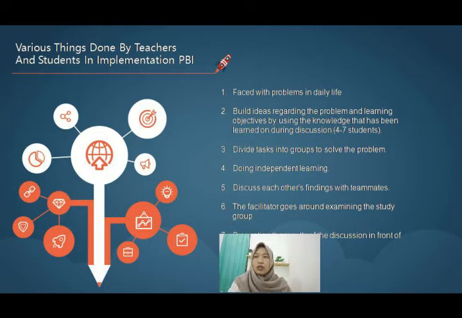watch their student activity and can ask them what they don't know or anything. And last is students have to present the result of this discussion in front of the class. The next point will be presented by my partner, Fadlil.